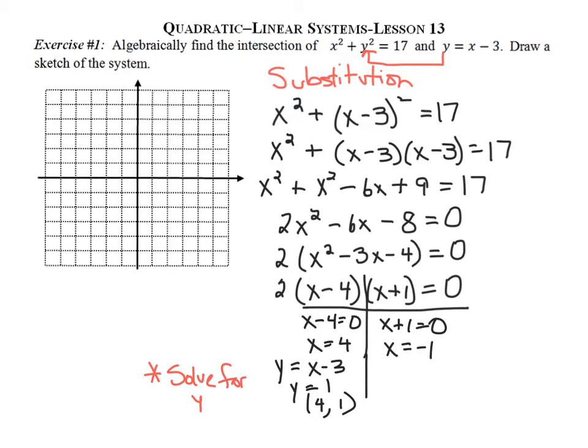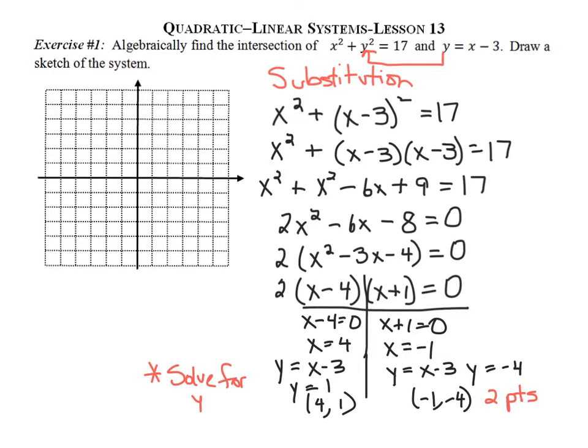Let's do the same thing with x equals negative 1. So if y is equal to x minus 3, that tells me that in this case, y is equal to negative 1 minus 3, which is negative 4. So my ordered pair, negative 1, negative 4. So I see that I have 2 points of intersection here, 2 places where the circle is going to cross with the line. Now let's go ahead and sketch a graph of this.